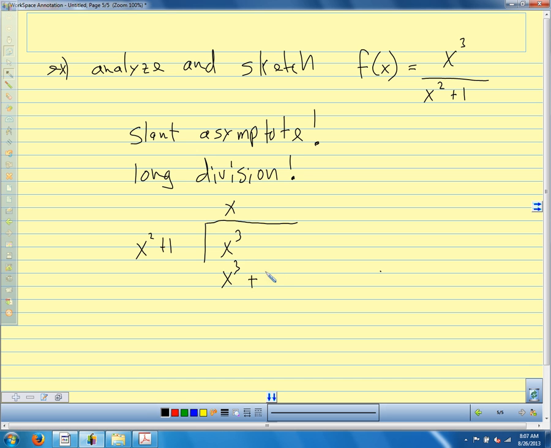So I get x cubed plus x, and then I subtract, and I always have to do this when I subtract so I get my signs right. So I get 0 here and a minus x. This is my remainder. So f of x, after I do my long division, I could write as x minus x over the remainder over the divisor. As x approaches infinity, this quantity is going to go to 0, and my asymptote is f of x equals x. So the slant asymptote is f of x equals x.